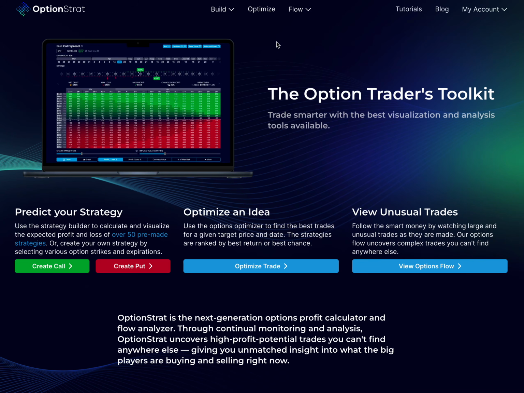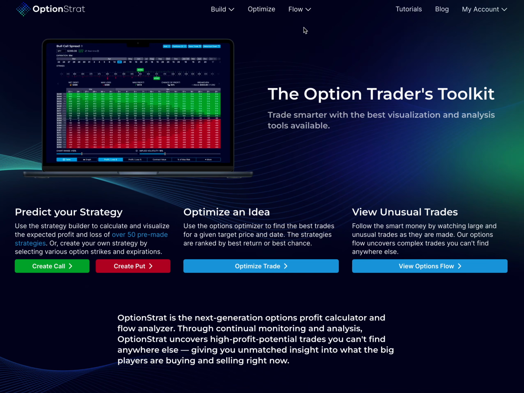So OptionStrat not only has the ability to look at the individual options legs that are being traded, but it also has the smarts, if you will, to be able to put together a lot of those legs into different styles of trade so they can see when a large institution might be doing a spread of some type. So we're going to go into Flow.